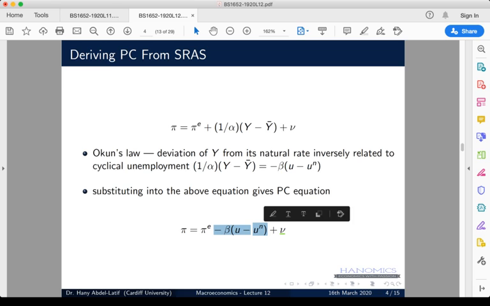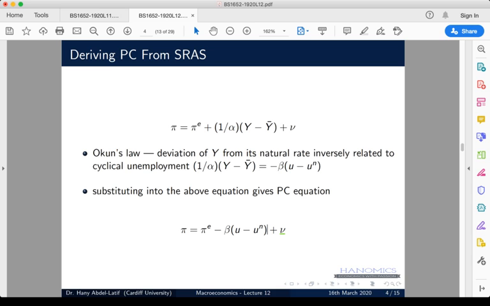So this is the original, or very, very close to the original. It's not exactly the same, but it's very close to the original Phillips curve relationship that was observed by Phillips in 1958 and was confirmed by other people afterwards. So anyway, that is how to derive the Phillips curve from the short-run aggregate supply.